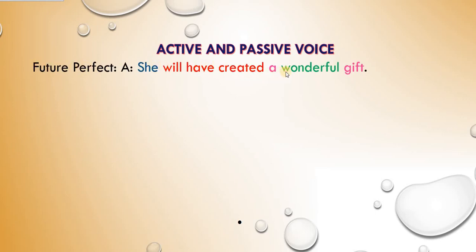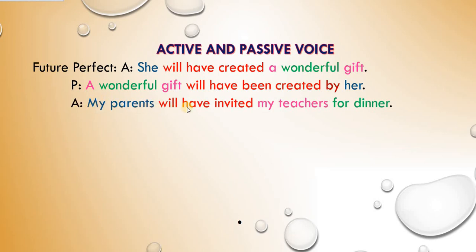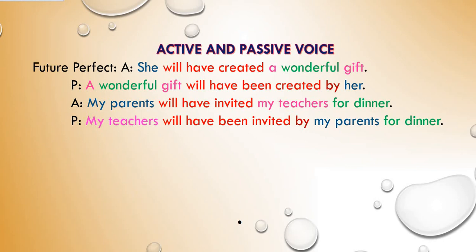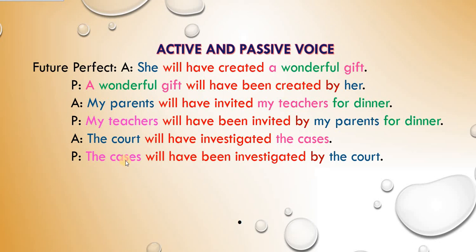She will have created a wonderful gift. Passive: A wonderful gift will have been created by her. Active: My parents will have invited my teachers for dinner. Passive: My teachers will have been invited by my parents for dinner. Active: The court will have investigated the cases. Passive: The cases will have been investigated by the court.